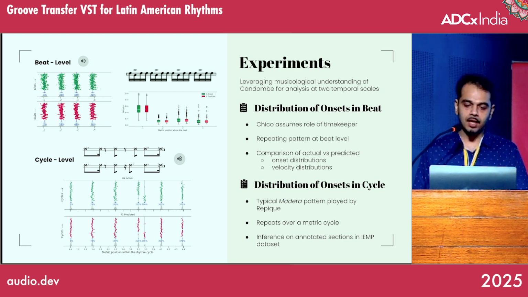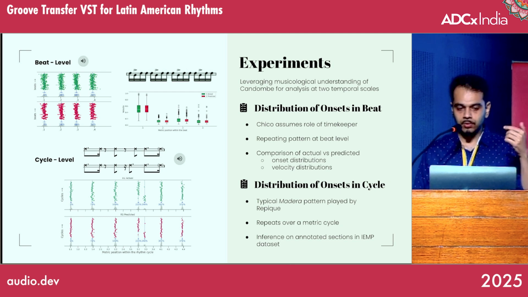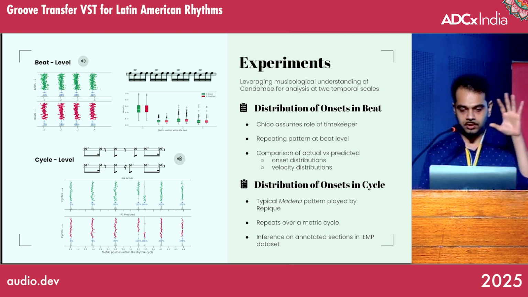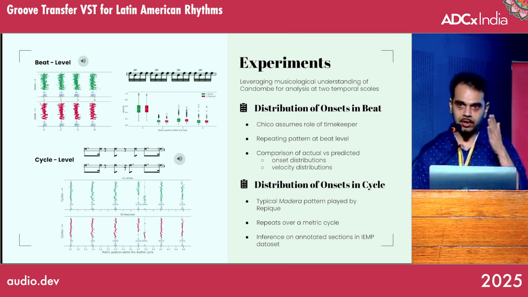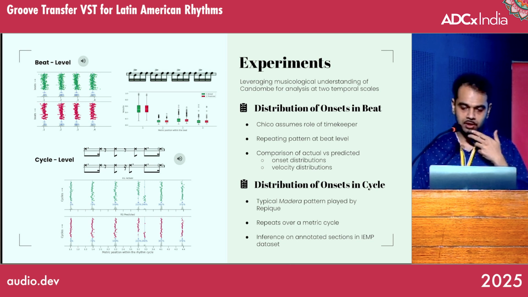In Candombe, like I said, there are 3 drums. One of them is called a chico, and the chico is a timekeeper drum, and it plays the same pattern over and over in every beat. So what we did is we took our input data, and then we took the predictions from the model on the chico hits, and we plotted the distribution. I know you can't see all the details, but just to give a general idea of the experiments, you can see that the distributions are similar. They're not identical, but they're similar. So it means it's learned a general sort of representation. Same with the velocities of the chico hits.